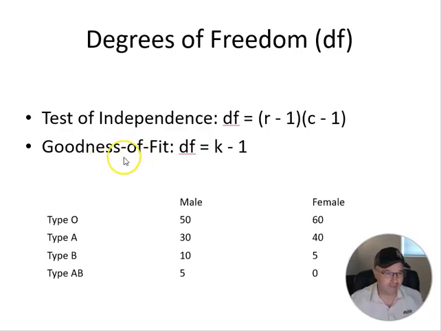Now, for the test of independence, you've got R and you've got C that you need to know about. R is the number of rows. So again, 1, 2, 3, 4. So 4 minus 1 is 3. And then C is the number of columns, so 2 in this case, being male and female. 2 minus 1 is 1. So we've got 3 times 1, and that would still give you 3 degrees of freedom for the test of independence.